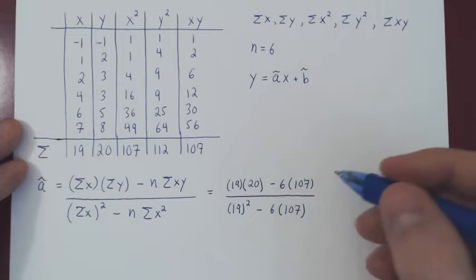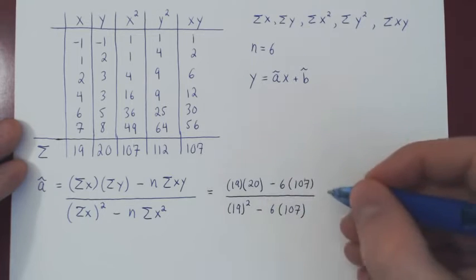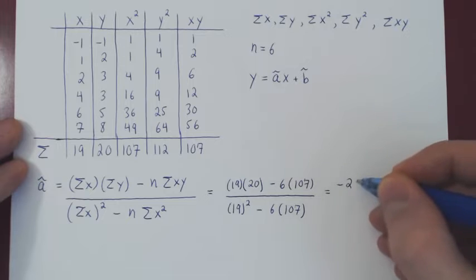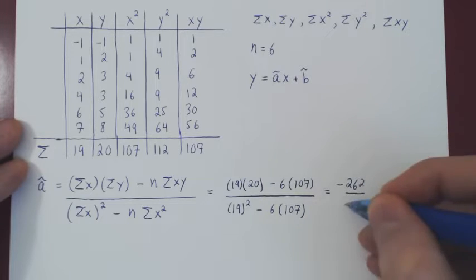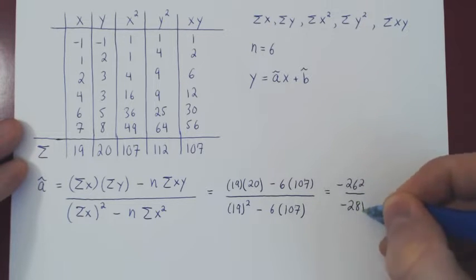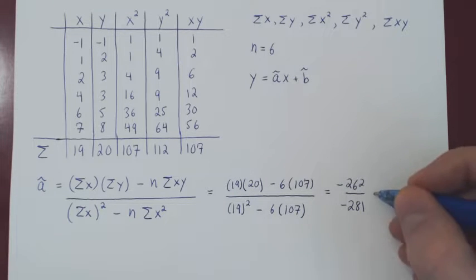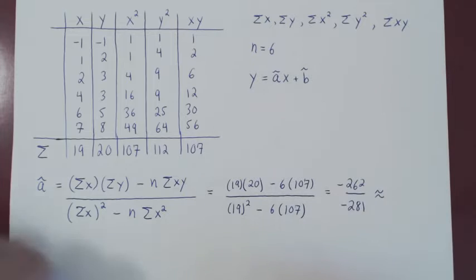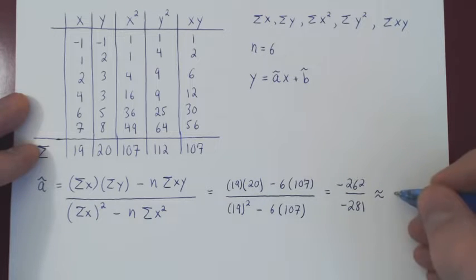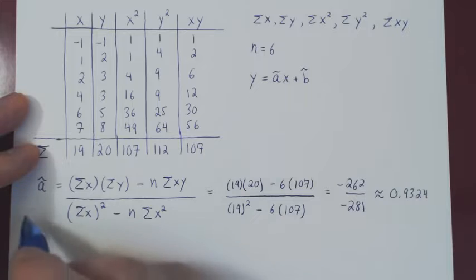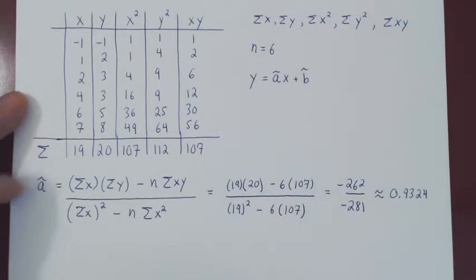Now you can compute with your calculator the numerator and denominator, and you should find negative 262 over negative 281. And now with your calculator, you will find an approximate value, and here we'll round to the 4th decimal place, 0.9324. So there we have it. We have the slope of our line of least squares.